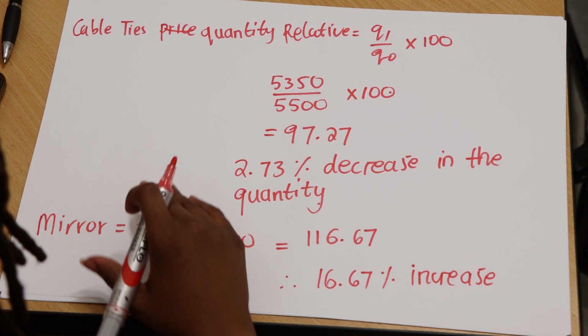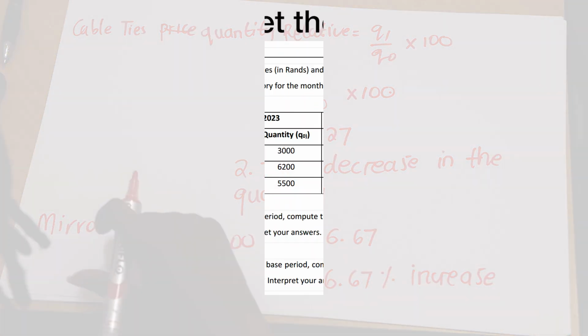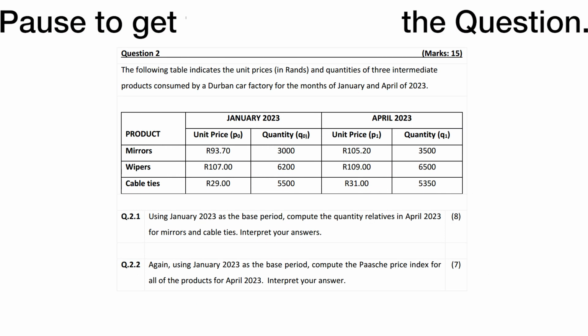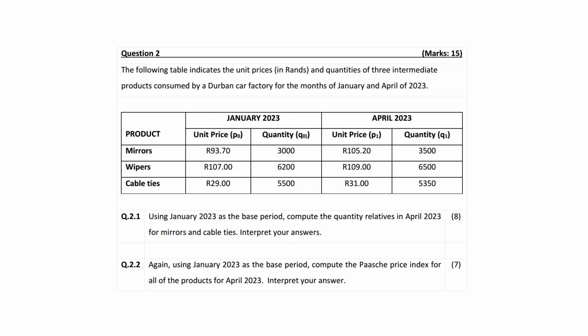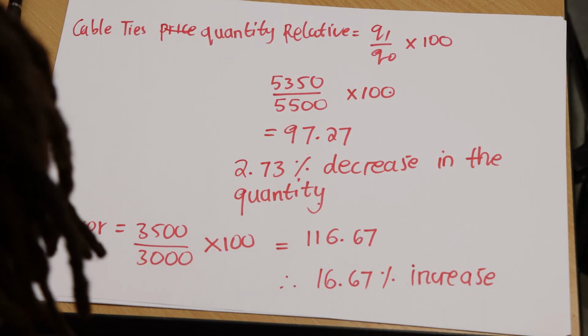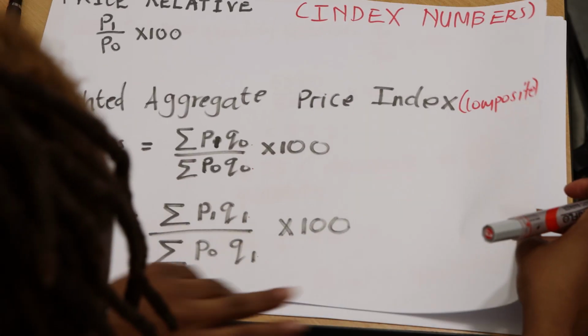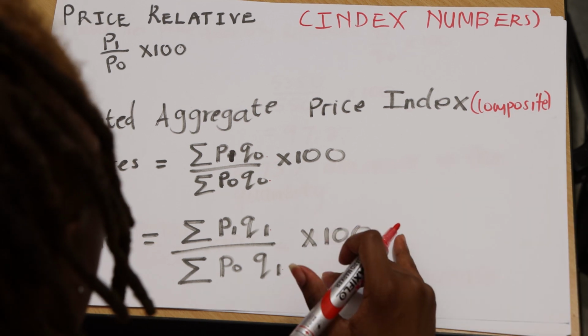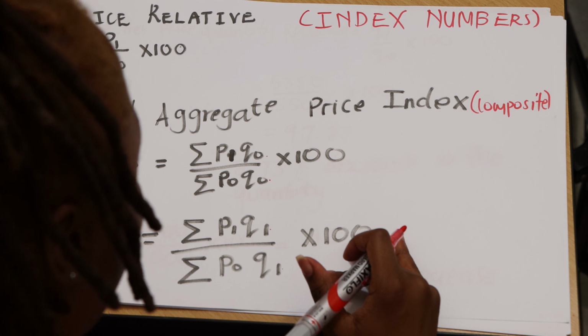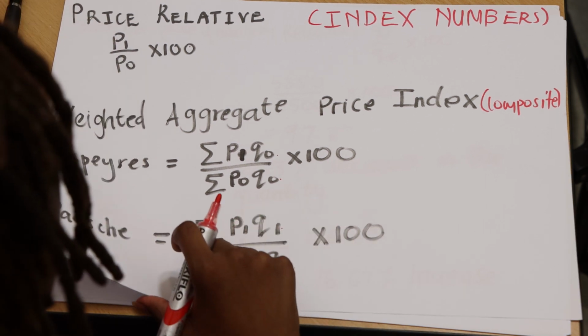Then moving on to the next question, 2.2. So the question says, again using January 2023 as a base period, compute the Paasche price index for all of the products for April 2023 and interpret your answer. So since it wants the Paasche price index, then we are going to use this equation. The sum of P1 Q1 divided by the sum of P0 Q1 multiplied by 100.